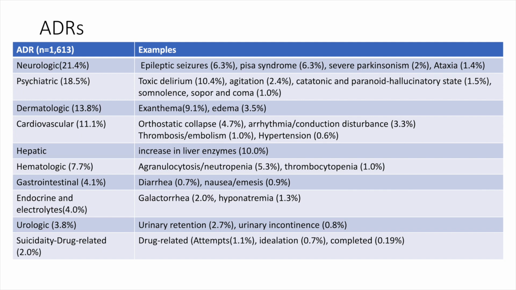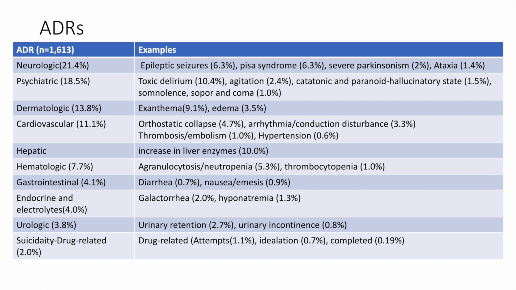In psychiatric, toxic delirium, we see this with anticholinergic drugs, those with anticholinergic properties. And also agitation. Sometimes this can be a symptom of schizophrenia, but it can also be an adverse drug reaction as well. Like if somebody starts an antidepressant, they may become agitated. Another thing with antipsychotics, they can actually unmask schizophrenia symptoms too, like catatonia and a paranoid hallucinatory state, somnolence, sopor, and a coma.